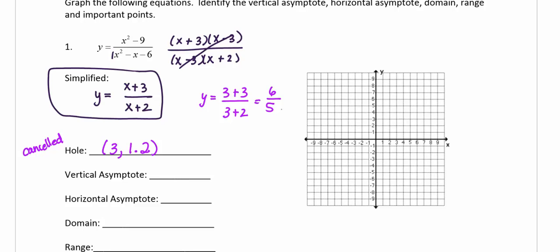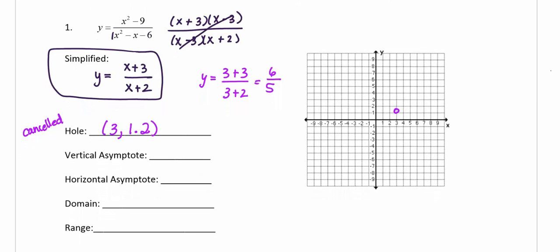You can leave it as a fraction or as a decimal, but you do have to graph it, so sometimes it's easier to have that as a decimal. So that's 3, and then let's say, oh, that's not the right spot. That would be 3 and about 1.2, and that's a hole. So you draw a tiny little circle there. So now the rest of this problem is going to follow from something you've seen before, because we're going to use this simplified version here, which is just like something you've seen before.